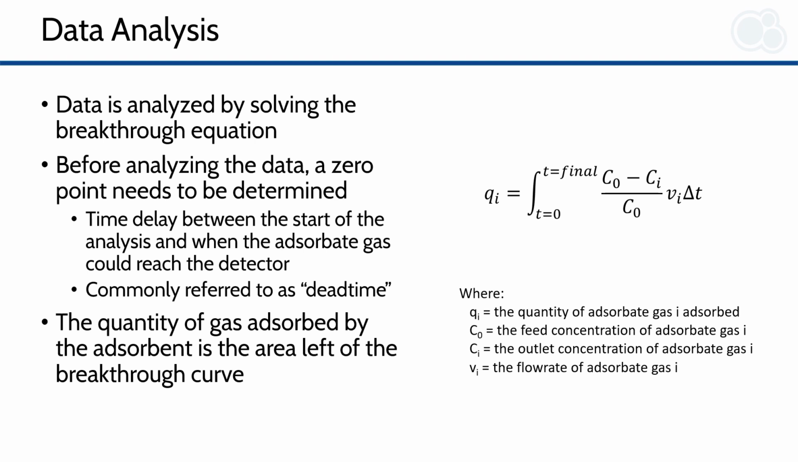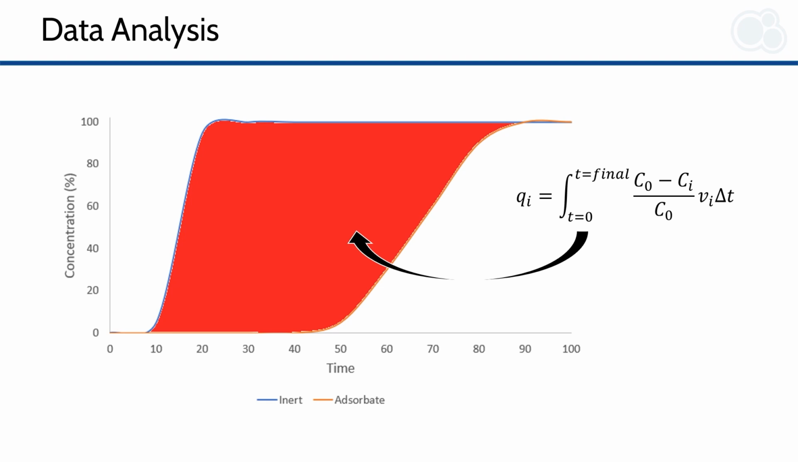Overall, when you're analyzing the data and solving this equation, the quantity of gas adsorbed by the adsorbent is equal to the area left of the breakthrough curve. Seeing this as a graphic here, you can imagine that you start flowing an inert and an adsorbing gas, maybe somewhere around time 10 in this example, and the inert gas breaks through almost immediately, with a very sharp, steep breakthrough, which is what you'd expect because it's not adsorbing, so it will break through completely and almost all at the same time.